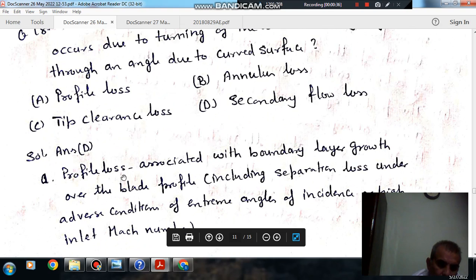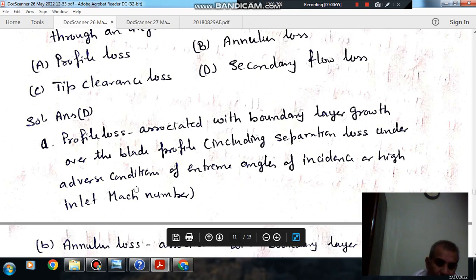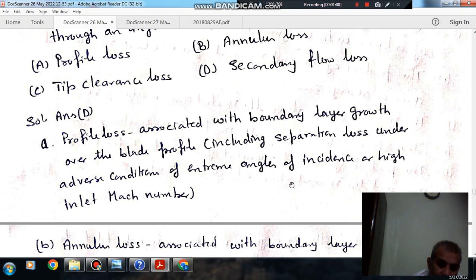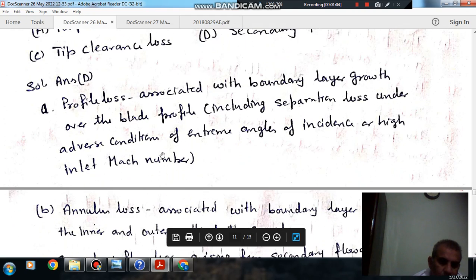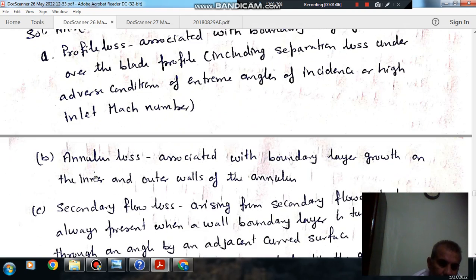Profile loss is associated with boundary layer growth over the blade profile, including the separation loss under the adverse conditions of extreme angles of incidence or high inlet Mach number. So at the extreme angle of incidence and at high Mach number, separation occurs, which also leads to profile loss.